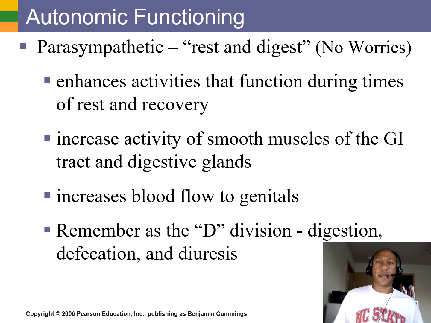There's enhanced activities that function during times of rest and recovery, that is when you're not engaged in a high level of activity. Increased smooth muscle activity of the GI tract designed to increase digestion and absorption of nutrients, increased flow to the genitals, increased flow to your kidneys for elimination of waste products. So remember the parasympathetic division as the D division: digestion, defecation, and diuresis. Diuresis, by the way, is the production of urine.